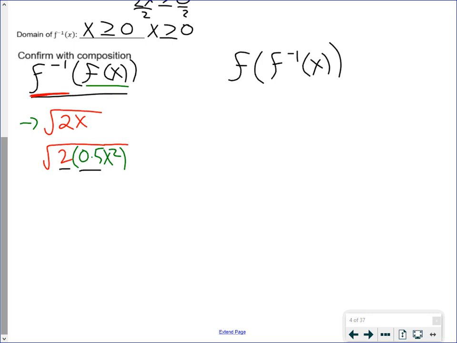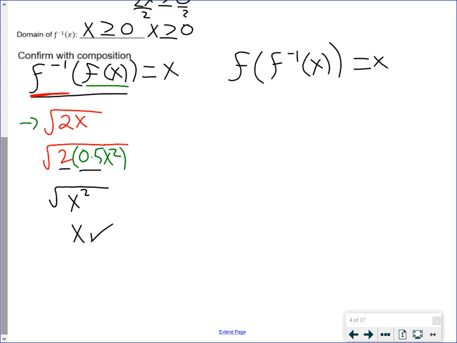2 times 0.5 is just 1. 0.5 is the same as 1/2. 2 times 1/2 is 1. So we're left with the square root of x squared, and the square root of x squared is x. And I forgot to say this in the beginning, but we want both of these equations to equal x. Sorry about that, but we're going to solve both of these compositions, and they both need to equal x to confirm that our function is truly an inverse. So we solved the first one out, we got x. That's exactly what we wanted, so we got it.